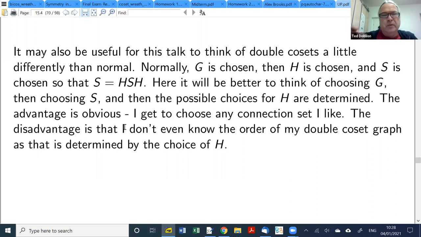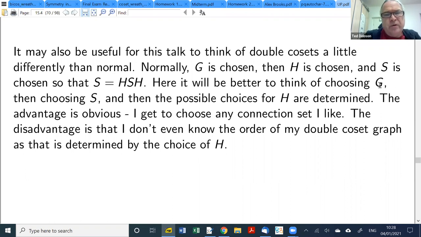And so here it will be useful to think of these a little bit differently. Typically, what people will do is you'll pick your group G, you'll pick your subgroup H, and then S has to be a union of double cosets. So it has to look like this. You fix your G, you fix your H, and then you don't get to pick S to be whatever you want. It has to satisfy certain conditions.